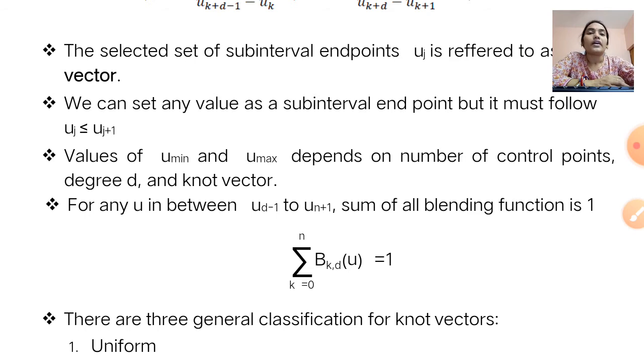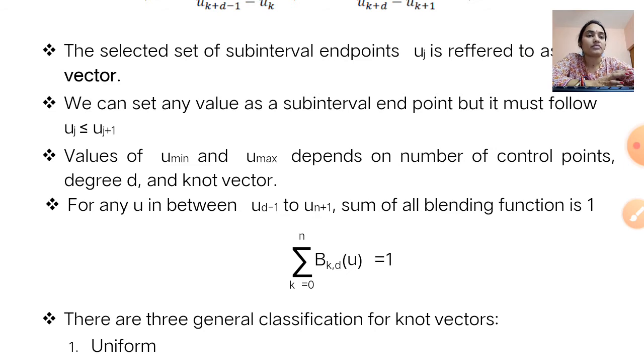And then for any u in between u_{d-1} and u_{n+1}, the sum of all blending functions is 1. That means for u between u_{d-1} and u_{n+1}, the sum of all blending functions is 1. So the equation is the summation of k equals 0 to n of B_{k,d}(u) equals 1. So this is your B-spline function, how it can be described.